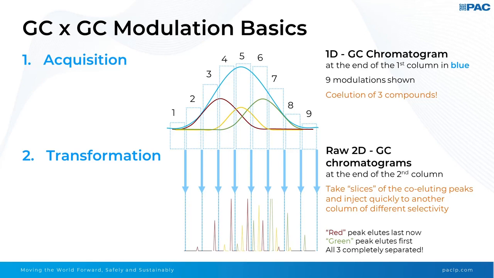In diagram 2, the first column peak is modulated, and each of these 9 modulation segments is transferred to a second column with different polarity. And lastly, the 3 co-eluting peaks are now separated, and this is what the raw 2-dimension data looks like.